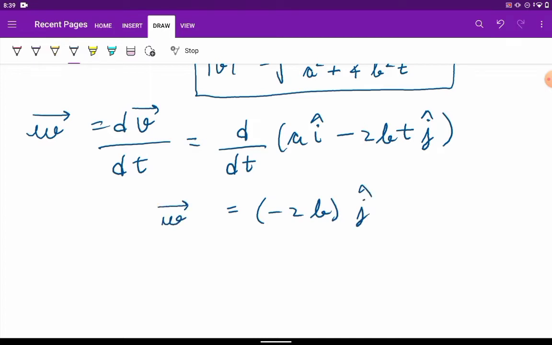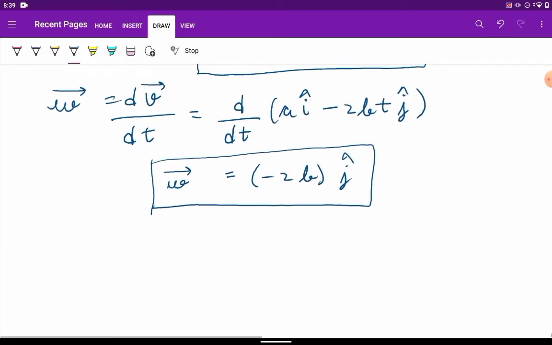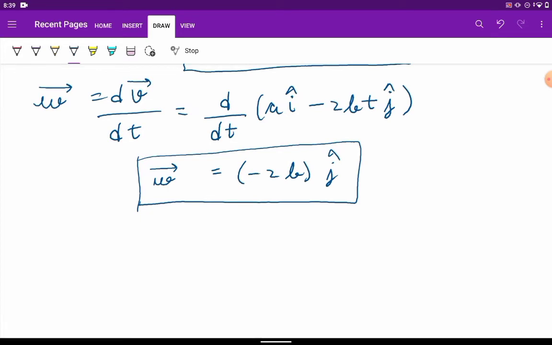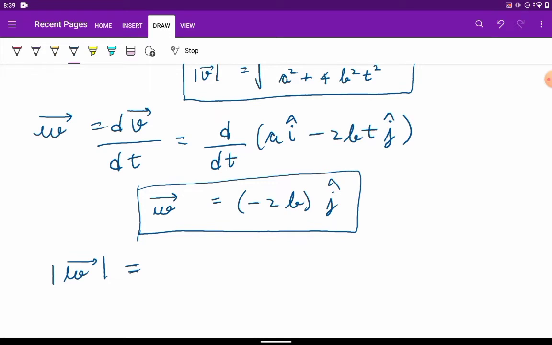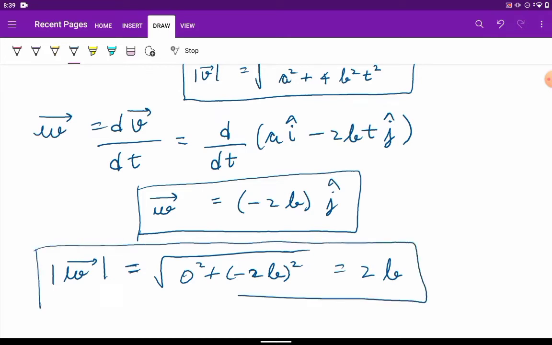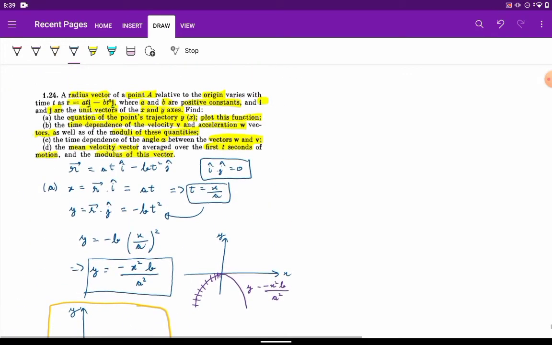So as we can see, it is basically having a constant acceleration in the negative y direction, and the magnitude is also very simple. So the magnitude is nothing but, since there is only, so obviously root over 0 square plus minus 2b whole square, root over 4b square, which is 2b. So this is your magnitude. Done. So now you're done with A and B parts.